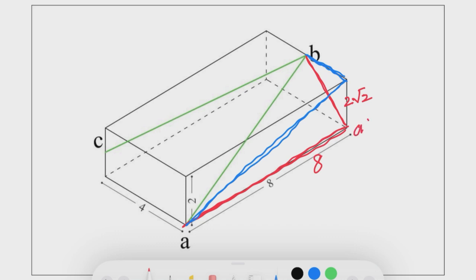Let me take this point as A dash and let me take this point as B dash. So B to A dash is something like this. This is B, this is A dash and this is B dash. This length is 2, this length is 2, therefore that is 2 root 2. Okay, so we can find out this as 8 square plus 2 square into 2, 2 root 2 square.